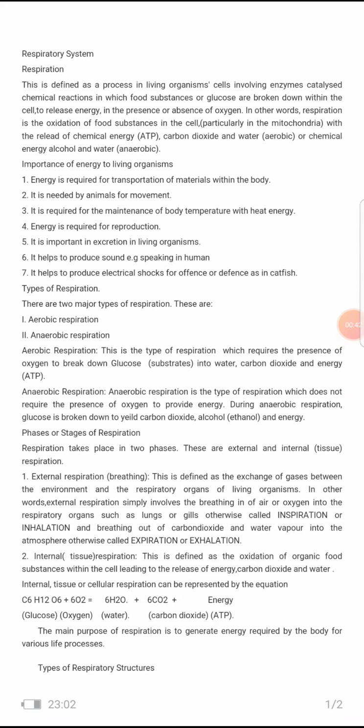What is respiration? This is defined as a process in living organism cells involving enzyme-catalyzed chemical reactions in which food substances or glucose are broken down within the cell to release energy in the presence or absence of oxygen. In other words, respiration is the oxidation of food substances in the cell, particularly in the mitochondria, with the release of chemical energy, ATP (adenosine triphosphate), carbon dioxide, and water (aerobic), or chemical energy, alcohol and water (anaerobic).